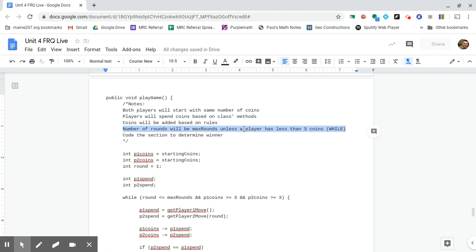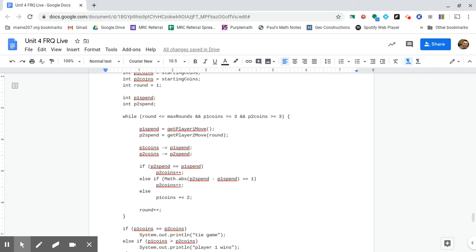Lastly, and then probably worth a couple of points here, understanding that you should be using a while loop here instead of a for loop. Why again? Because we don't know how many rounds are going to play. We have an idea, but we don't know for sure because it could change if a player ever gets less than 3 coins. Okay, so a while loop is the way to go here.